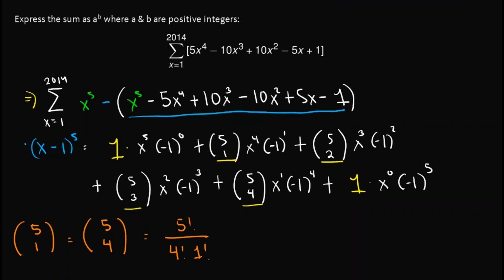So we can write this one as 5 times 4 factorial over 4 factorial, which cancels out, leaving us with 5. So we know that this is equal to 5. Let's replace that one out here. This one would become 5, and this one would become 5 as well.